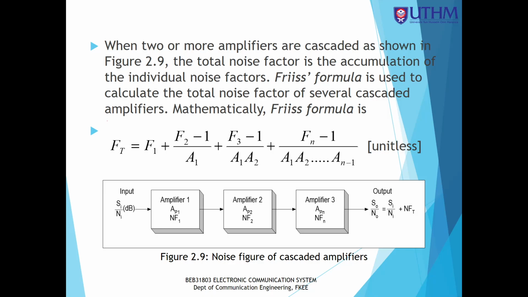Okay, so when we want to calculate the noise factor for the cascaded system, what we need to do is to use the Friis formula. For example, like this. So here we have three amplifiers. Amplifier 1 has the first gain A1, and also this amplifier has a noise factor NF1. The second amplifier has a second gain A2, and then it has NF2, noise figure 2, and here is the third gain, and this is the noise factor for this amplifier.